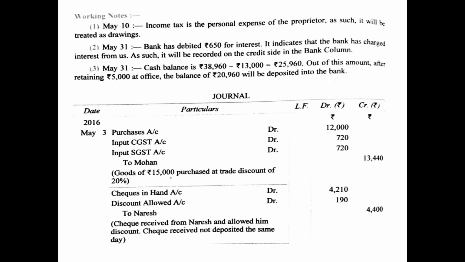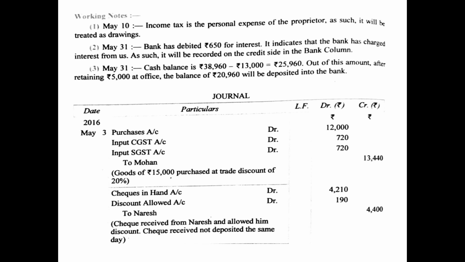These are the working notes. On May 10th, as you can see, income tax is the personal expense of the proprietor. As such, it will be treated as drawings, that we have already discussed. Then May 31st, bank has debited 650 for interest. It indicates that the bank has charged interest from us because it is debited by the bank. As such, it will be recorded on the credit side in the bank column.